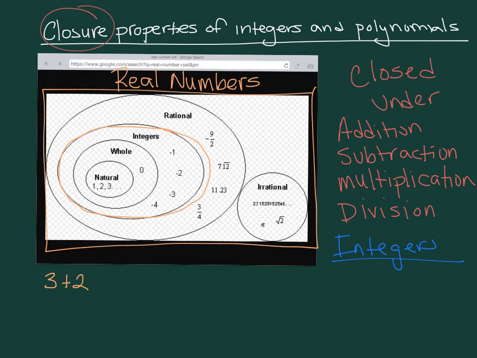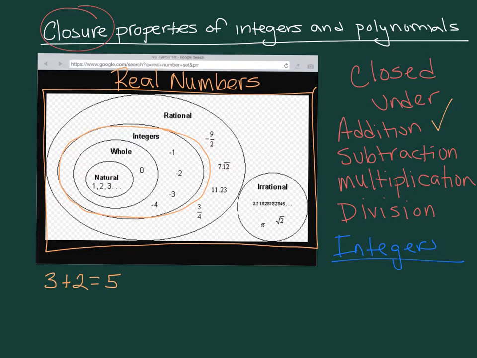Okay, so the integers 3 and 2, if I add them together, results in an integer of 5. So the two integers that I added together created another integer. Therefore, it's closed under that set. There's no other combination of these integers such that it would not stay an integer in terms of addition. So we can say here that integers are definitely closed under addition.